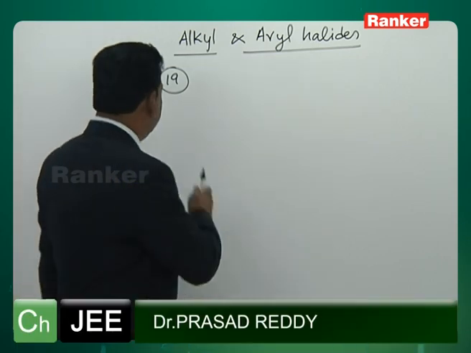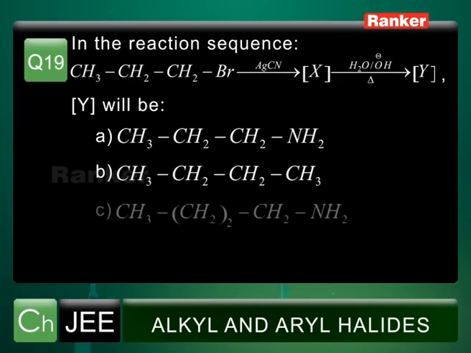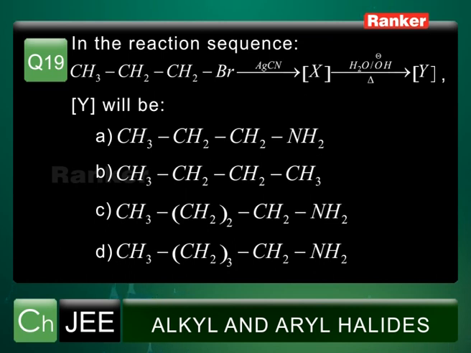Let us go to question number 19. In the reaction sequence, 1-chloropropane reacts with silver cyanide and X is formed. On treatment with hydrolysis, Y is formed. What is compound Y? Option A is propylamine, option B is n-butane, option C is a 4-carbon compound, 1-aminobutane, and option D is a 5-carbon amine.